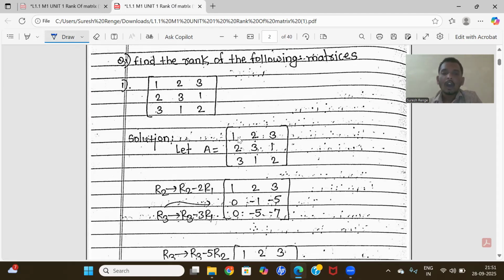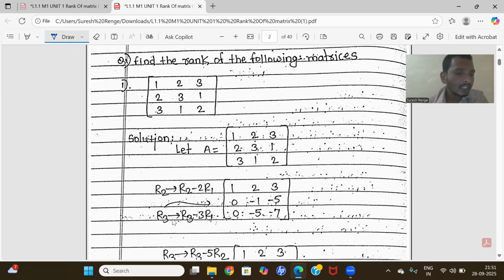The change in R2: 2 minus 2 is equal to 0, 3 minus 4, what operation are we doing? Change in R2, R2 minus 2 times R1. 3 minus 4 is equal to minus 1, and 1 minus 6 is equal to minus 5. Okay, this is row number 2.